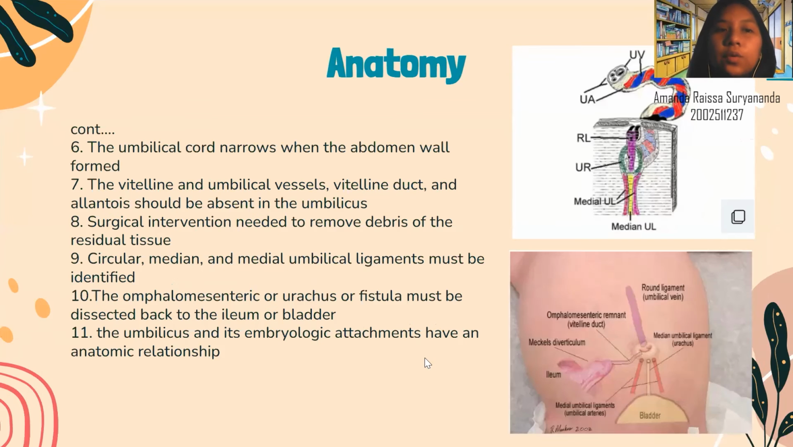Continuing, when the abdominal wall is formed, the umbilical cord narrows, and the yolk sac, umbilical vessel, yolk canal, and allantois should be absent. Surgical intervention is needed to remove debris of the residual tissue, and during the observation of a fistula or a sinus, all structures must be identified, and the omphalomesenteric branches or fistula must be dissected back to the ileum or bladder. When the fetus is born, the umbilicus and its embryologic attachments have an anatomic relationship, such as in the picture in the PowerPoint.